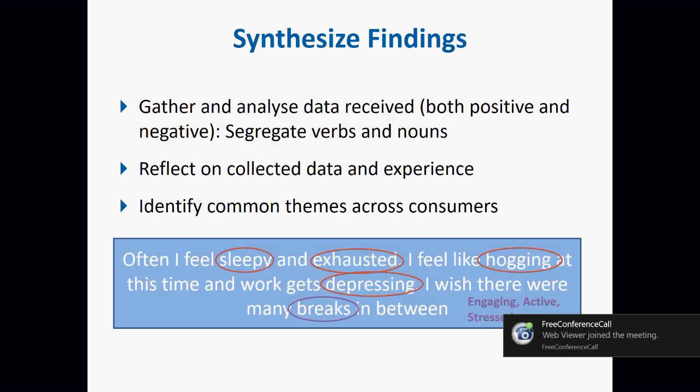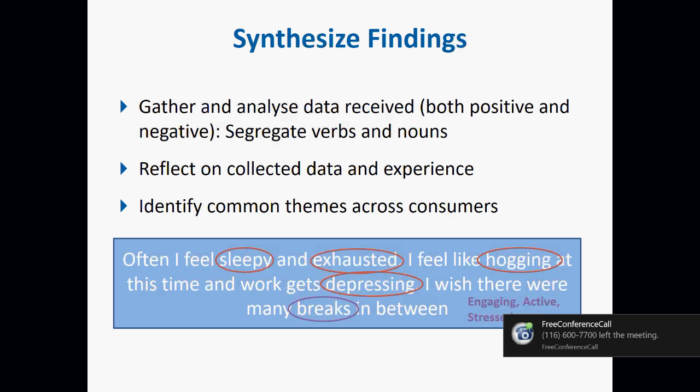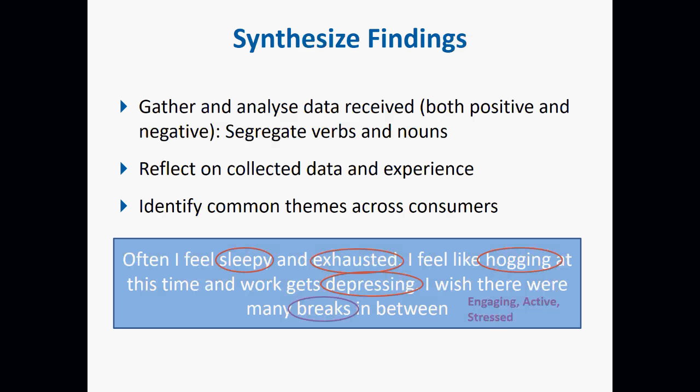So the employee says, often I feel sleepy and exhausted. At some time, I feel, say 11, 12, whatever it be, I feel like hogging at this time and work gets depressing. I wish there were many breaks in between. So this is the kind of data that was given to you. So on this data, a quick solution is to draw two different colors, just circle the verbs, circle the nouns out. Sleepy, exhausted, hogging, depressing, they are probably verbs. And then things like breaks is probably a noun.